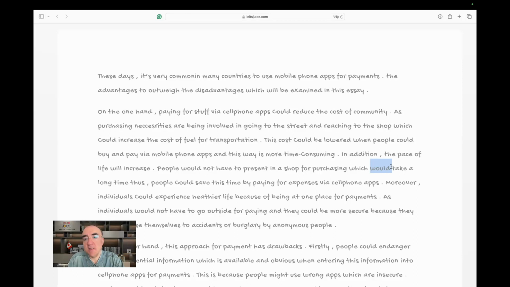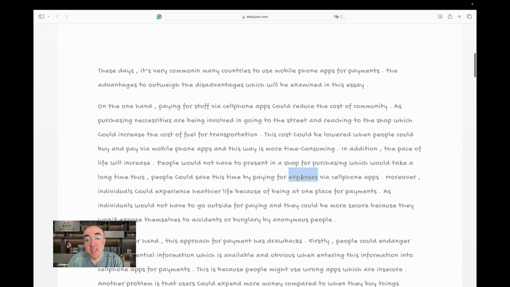I don't need, it's not hypothetical. You can just say it, which takes a long time. Thus, I need a semicolon before this. People can save this time by paying for expenses via cell phone apps. Okay, people do not pay for expenses.